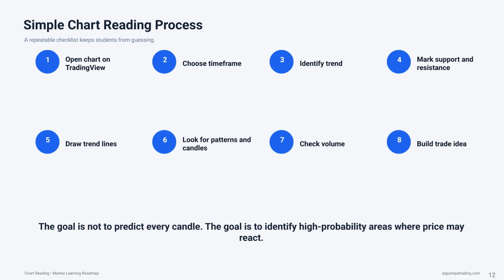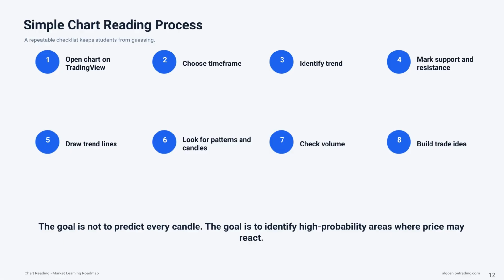First, open the chart on TradingView and choose the ticker you want to study. Second, choose the correct time frame. Decide if you are scalping, day trading, swing trading, or investing. Third, identify the trend. Ask yourself if price is making higher highs and higher lows, lower highs and lower lows, or moving sideways. Fourth, mark support and resistance. These are the important areas where price may bounce, reject, or break out. Fifth, draw trend lines to understand the direction and structure of the move.